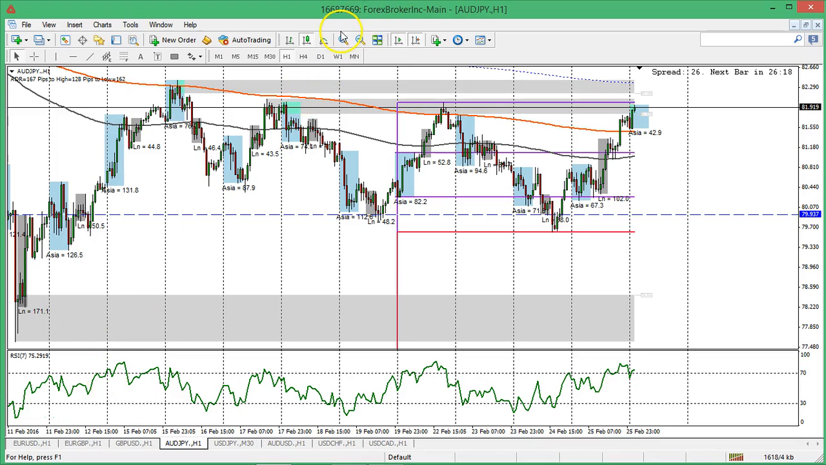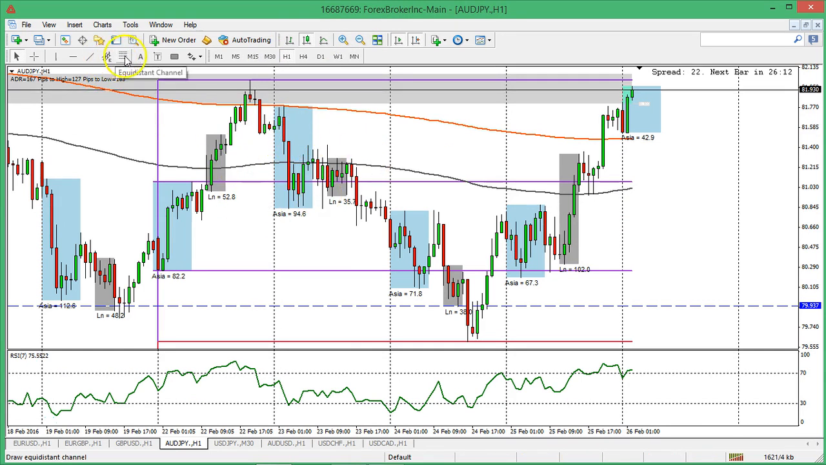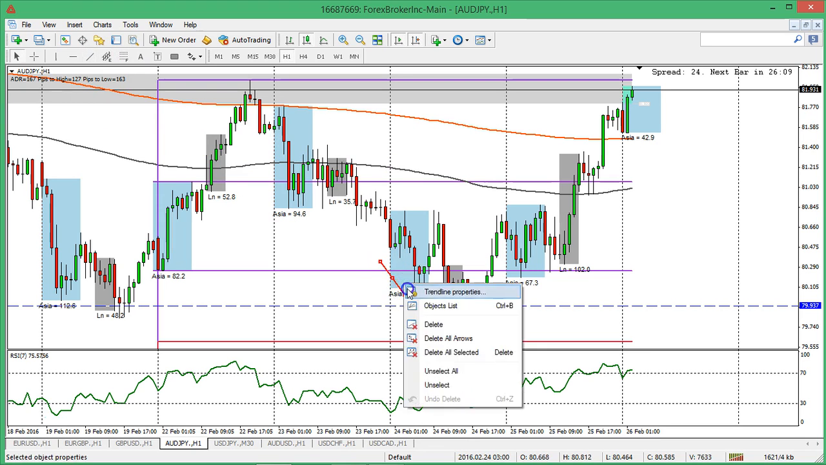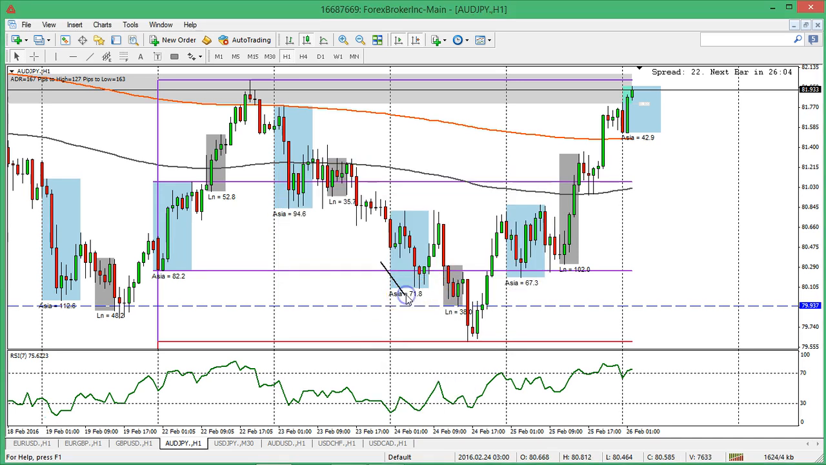Alright guys, moving on to MT4 with Australian JPY. Another reason why I'm saying it's going to be a bullish move is because it looks like we have a semi head and shoulders formation. Alright, let's draw it out.